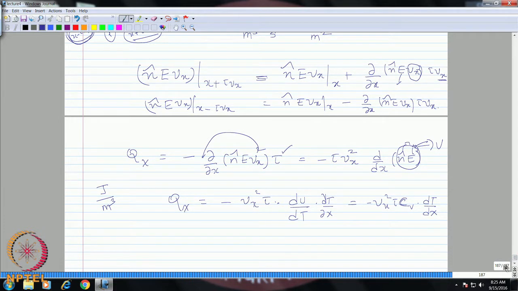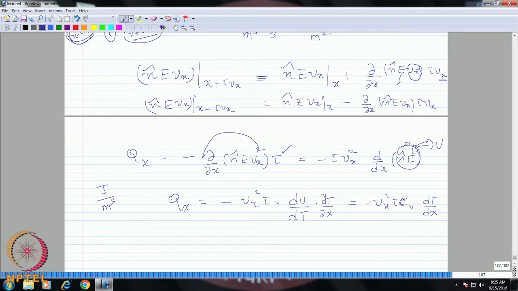Strictly speaking, you might ask, this V should not have been pulled out, because fundamentally half mv square is equal to kBt, the velocities might be different, and therefore there is a gradient of velocity. But this is a simplistic assumption. We pull the velocity outside the derivative, assuming the energy is the one which actually has a gradient. Otherwise, it becomes quite difficult to bring it to the form of Fourier's heat conduction equation.